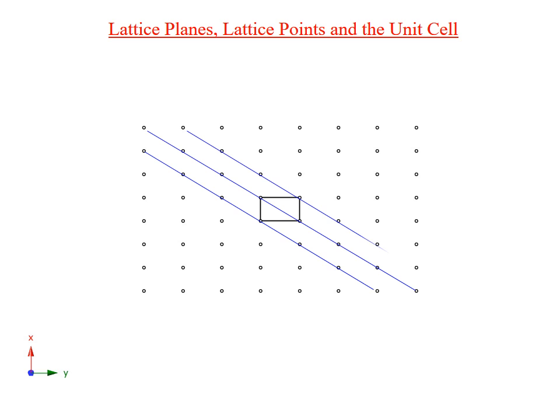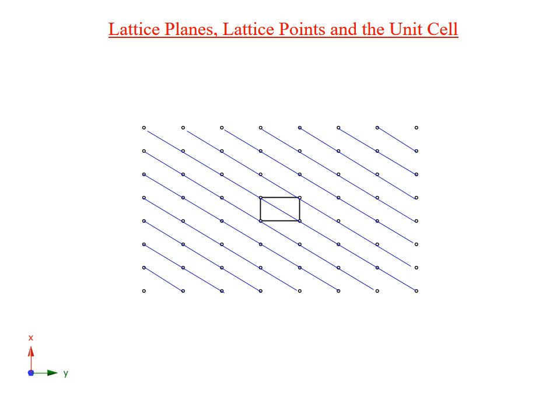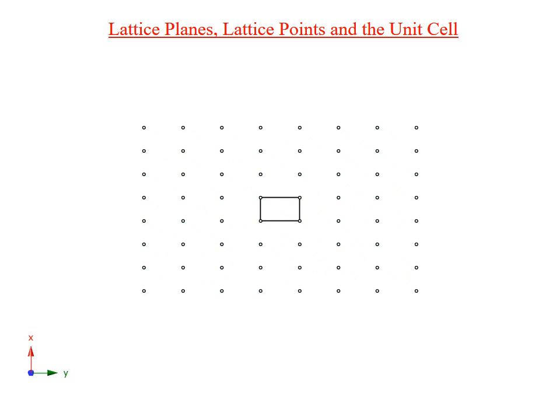So here, and in fact through every lattice point in the whole crystal. Now note that when we complete the set in this way, every lattice point in the crystal will have one and only one plane passing through it.